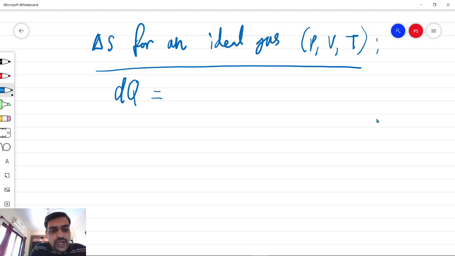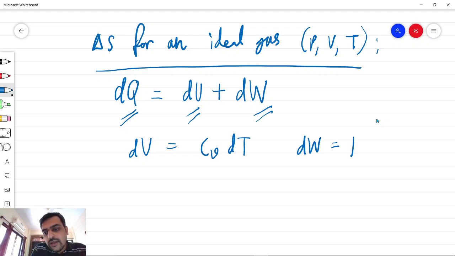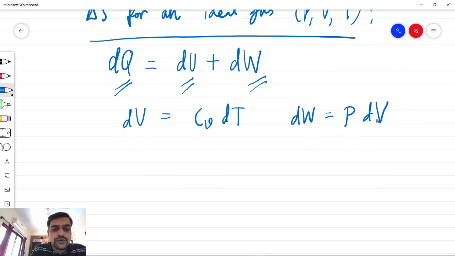the first law of thermodynamics, which is dq is equal to du plus dw. This is the change in heat of the system, change in internal energy of the system and work done. We know that by definition du is just Cv dT and dw for the mechanical work is P dV. So let us just substitute here.